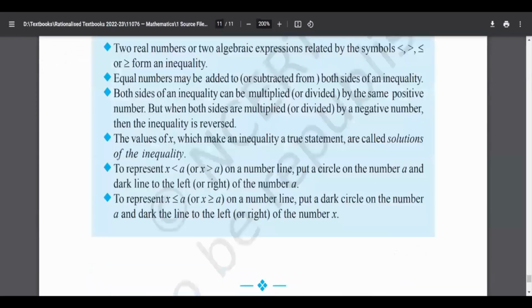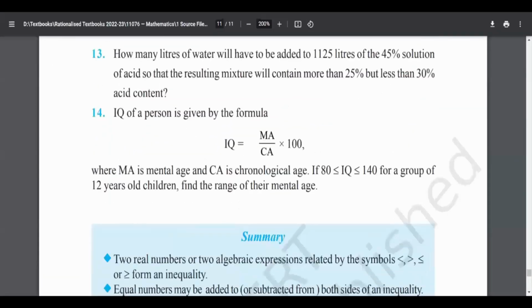So this is our last question. Let us solve another word problem. What we have given is the IQ of the person. IQ of a person is given by the formula IQ is MA by CA into 100. So what is MA and CA? MA is the mental age. CA is the chronological age. Chronological age is basically normal age, like 16, 17, 18 years.